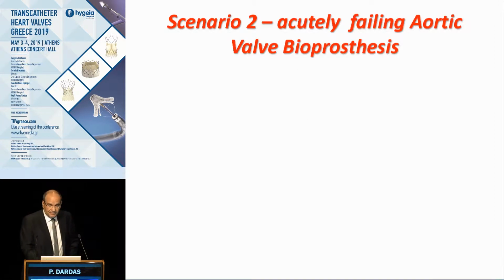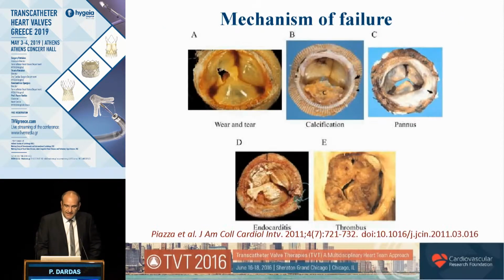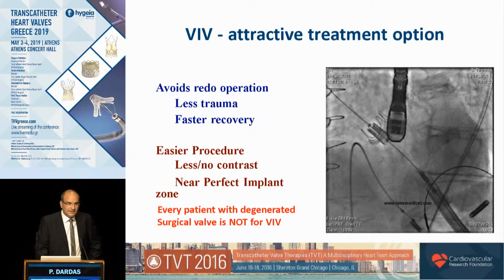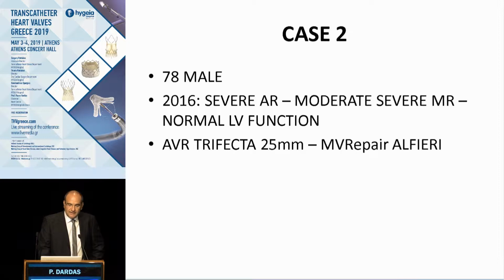The second scenario is the scenario of a patient with acutely failing aortic valve bioprosthesis, and we heard a lot about it. We know the mechanisms of valve bioprosthetic failure: wear and tear, calcification, pannus, thrombus, endocarditis, and we all know valve-in-valve is a very efficient and quick treatment. And this is a case of a 78-year-old male who underwent a bioprosthesis AVR 3 years ago with a Trifecta 25 millimeter due to severe aortic regurgitation.